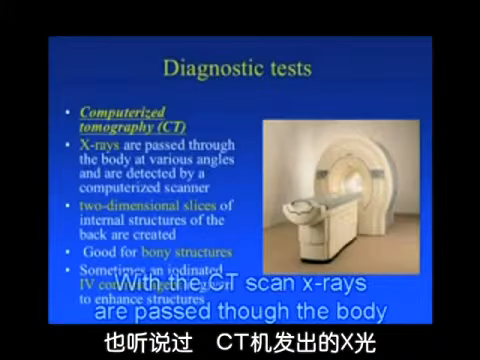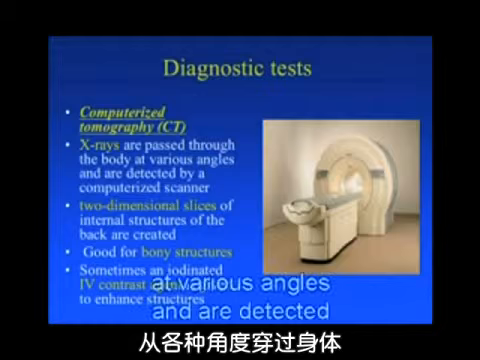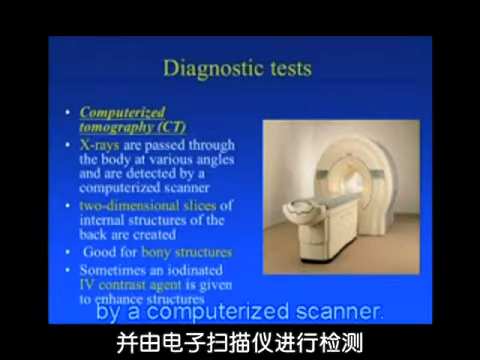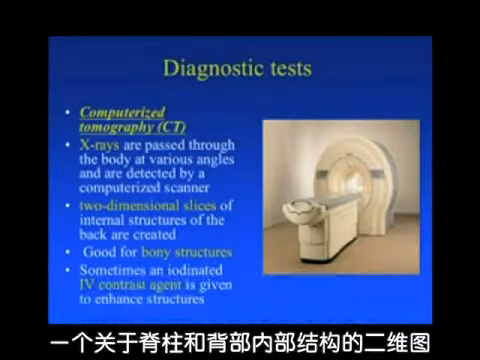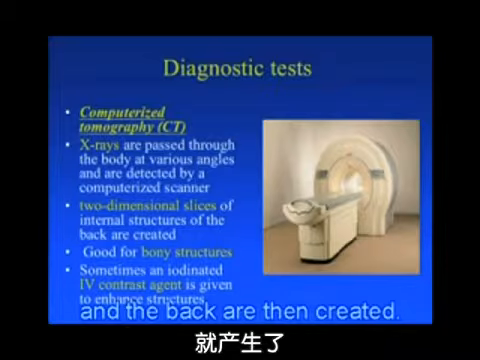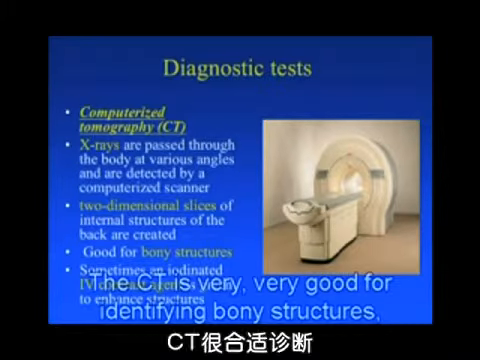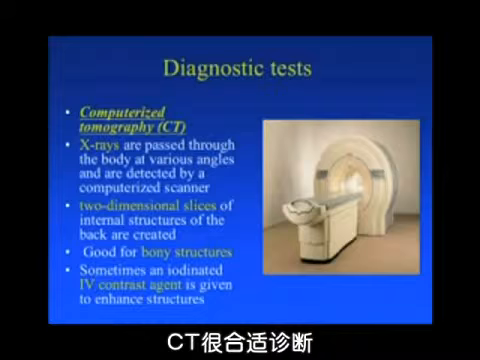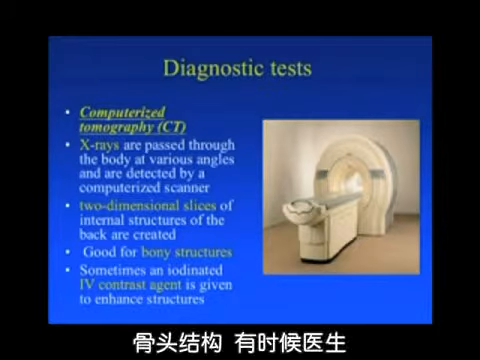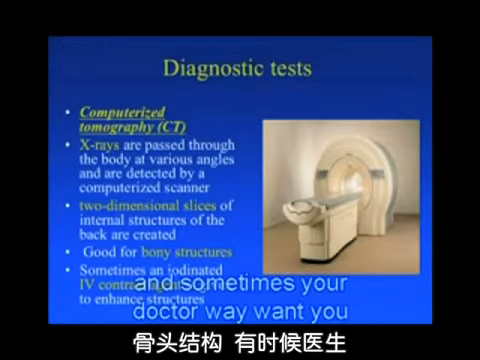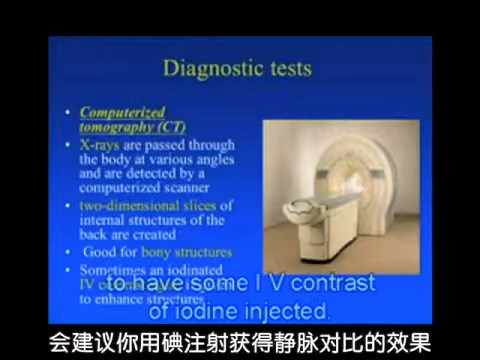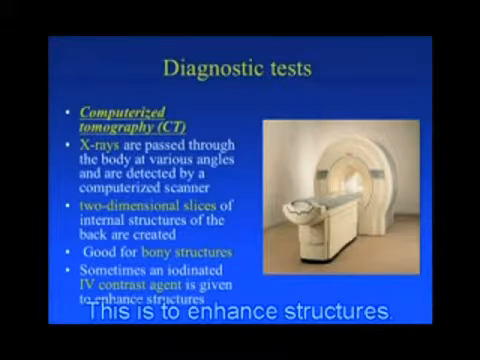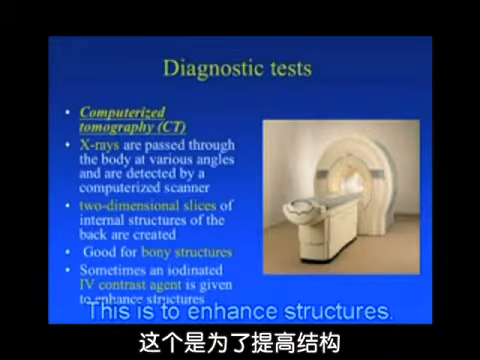With the CT scan, X-rays are passed through the body at various angles and are detected by a computerized scanner. A two-dimensional slice of the internal structures of the spine and the back is then created. The CT is very, very good for identifying bony structures. Sometimes your doctor may want you to have some IV contrast of iodine injected. This is to enhance structures.